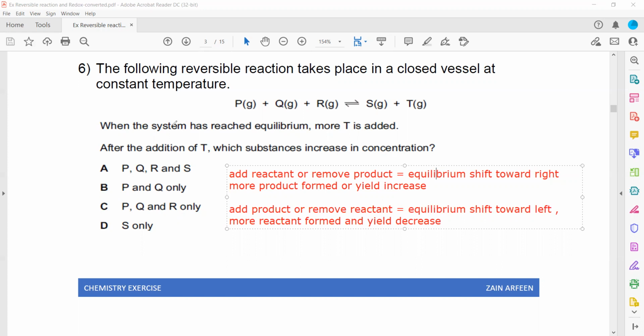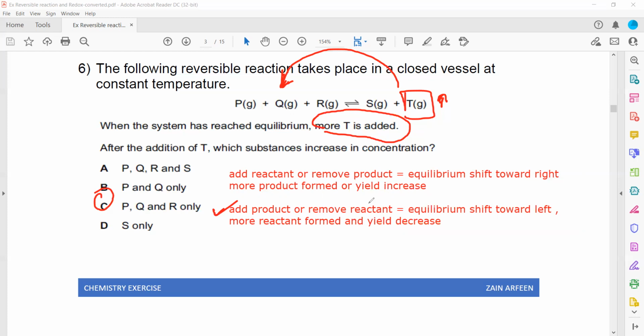So when a system has reached equilibrium, more T is added. What is the meaning of more T is added? It means more product is added, because T is a product. So if we add more T, T will react with S, and it will form more P, Q and R, so the amount of P, Q and R will increase. We are adding a product, so equilibrium will shift towards the left hand side. There will be more reactant formed and the yield will decrease. Yield means amount of product. Is it clear?